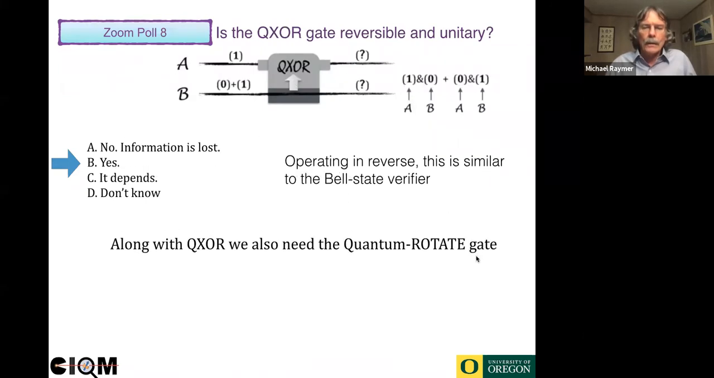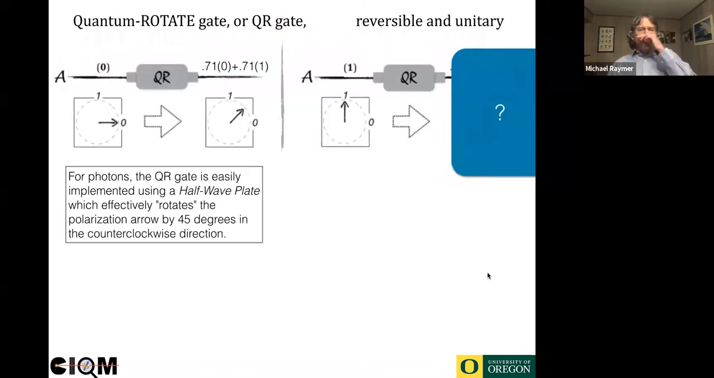All right. So now we need two quantum gates to build a computer. One is the XOR gate that we just discussed. The other is the quantum rotate gate. Let's see what that is. Okay, so it works on a single qubit.